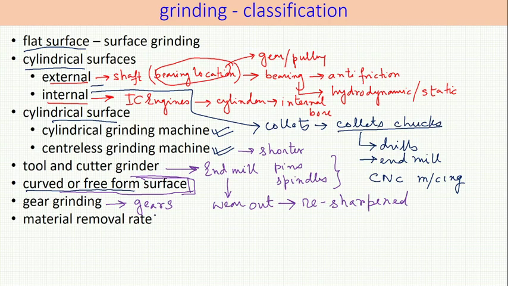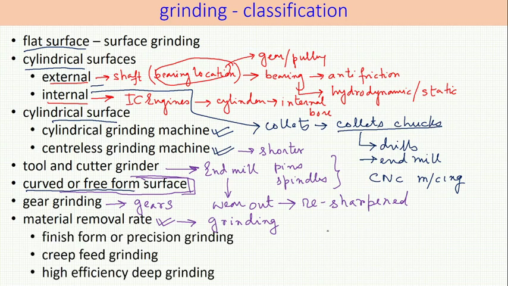Then what we are going to do within this lecture series, 1.3, 1.4, is talk about material removal rate in grinding. Till now we have avoided grinding. We have only concentrated on machining. So in this last part of the module, we will talk about material removal rates. And there is another classification which is called finish form grinding or precision grinding.